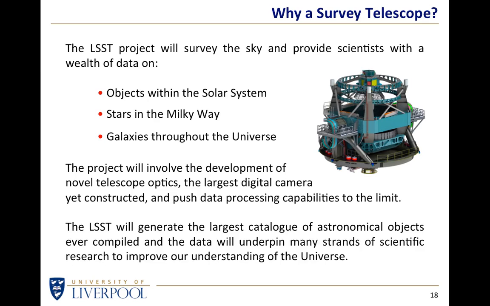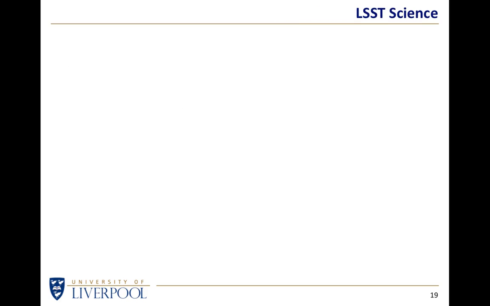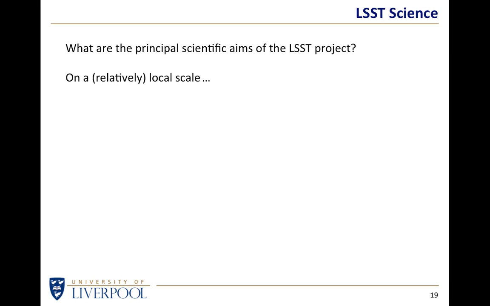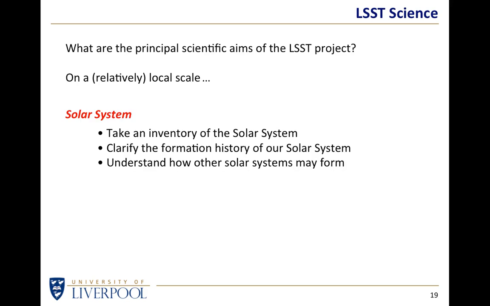It will be the largest catalogue of astronomical objects by far. As soon as it starts operating, it will collect more data than every other telescope has collected up to this point. And we hope that that will then underpin a lot of the scientific developments in the next decade or next few decades. So what are the principal elements of the science of the LSST project? I'm not going to have time to dwell on all of the details, but let's just have a look at what it will be able to do.